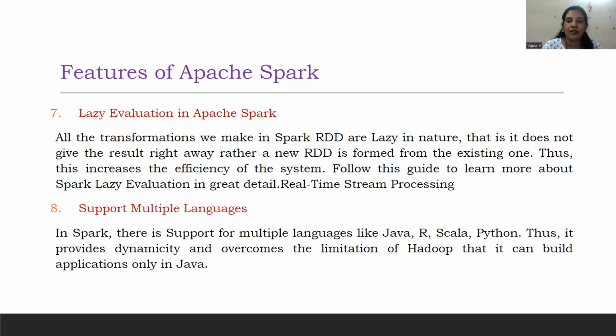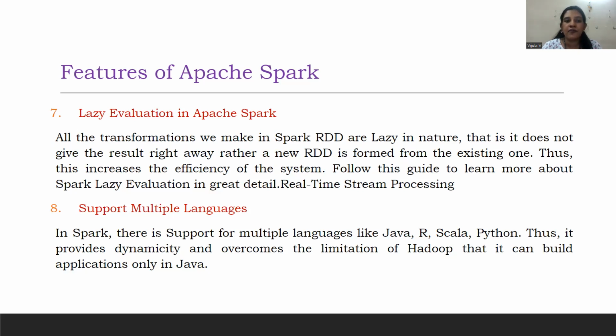And the next one, the seventh one, is lazy evaluation in Apache Spark. All the transformations that are made in Spark RDD are lazy in nature. That is, it does not give the result right away. Rather, a new RDD is formed from the existing one. Thus, this increases the efficiency of the system.